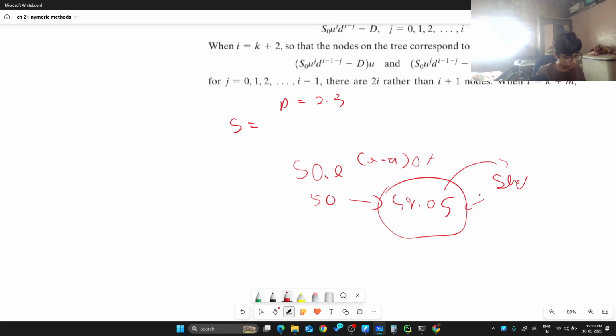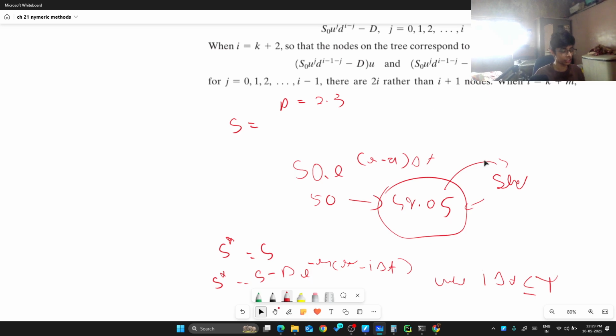And everything is the same, right? Like we said, S star equal to S, and S star equal to S minus the discounted dividend, tau minus i delta t. It is just complicated notation, but the concept is very simple, and we had seen it earlier.